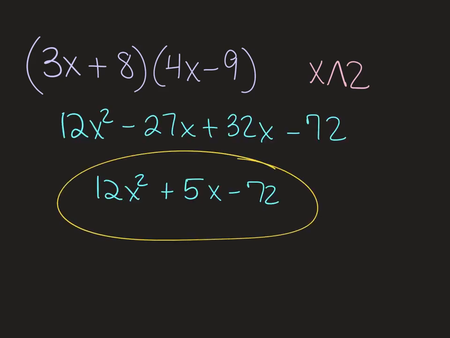All right, is that your answer? 12x squared plus 5x minus 72. Here's my first answer. Outer, inner, and last. Combine like terms, a negative 27 and a positive 32 make a positive 5.